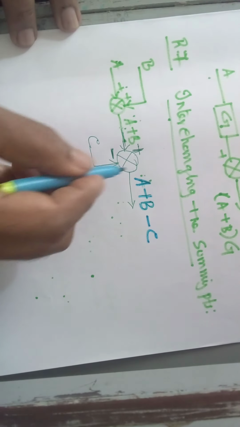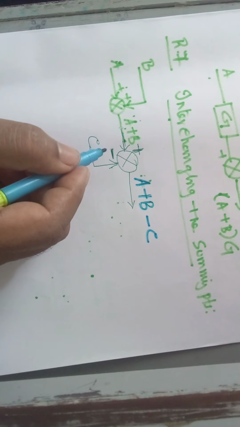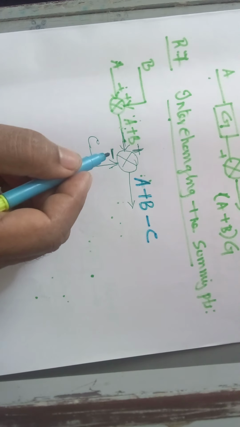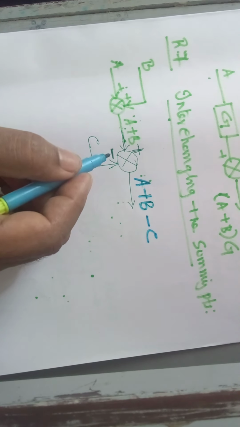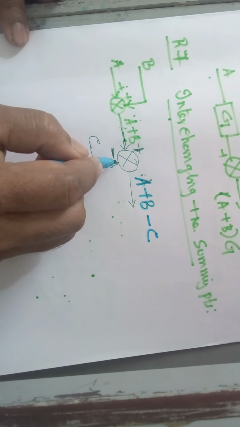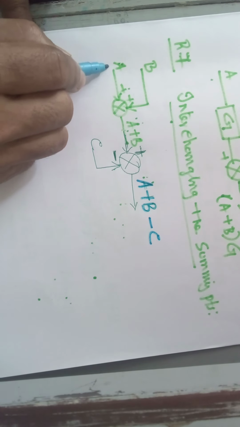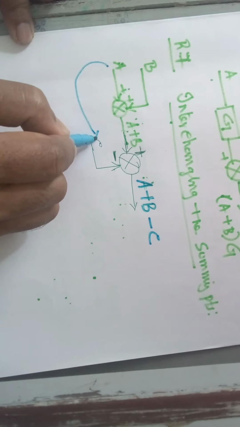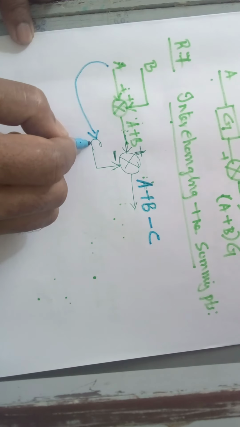Now I want to interchange the summing points. Interchanging the summing point means I want to add this signal A and C first. Understood? I want to add this signal A and C first.